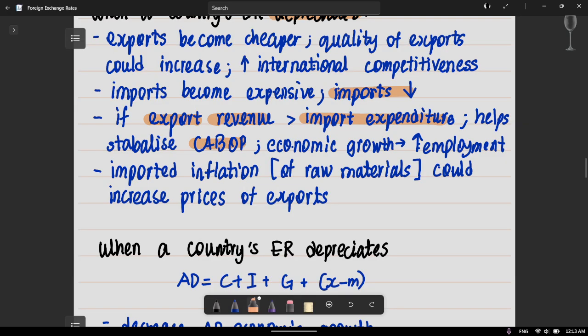Now, which could also cause imported inflation of raw materials, because you're now going to export more, right? In order for you to manufacture the exporting goods and everything, you first need to get the raw materials. If these raw materials are being imported, then the prices of imports are going to increase, that could lead to imported inflation, which could increase the price of your exports.